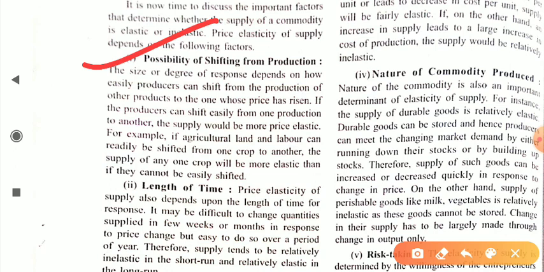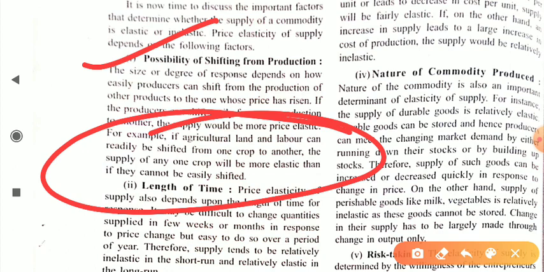When shift in production is possible, in this case the supply of one crop will be more elastic than if they cannot be easily shifted. So always keep in mind, suppose you are producing wheat and suddenly you have the possibility that you can shift from wheat to rice and rice to maize. In this case your supply curve is more elastic as compared to if you cannot shift. So be careful, when the shift in production is possible, in this case your supply curve is more elastic.